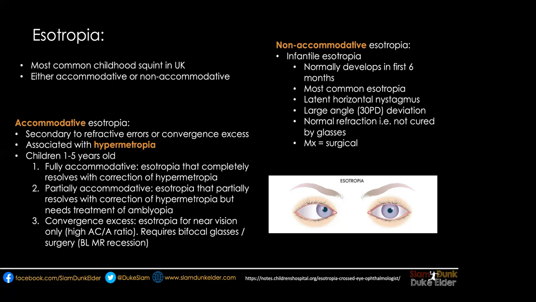And it can be split into accommodative and non-accommodative. Non-accommodative is more common, and it normally develops early on. Children in the first 6 months of life, you'll be able to spot this, and it's a very large angle. And it can be associated with horizontal nystagmus.